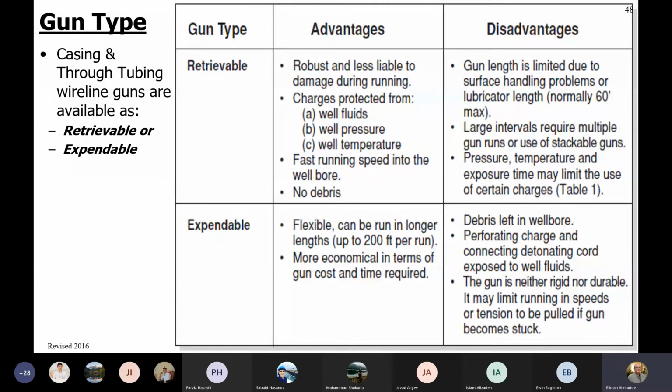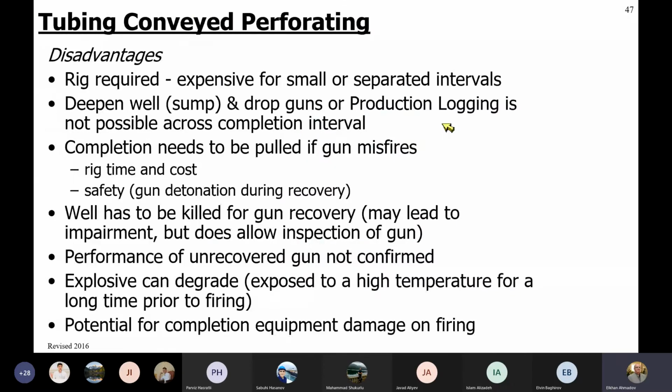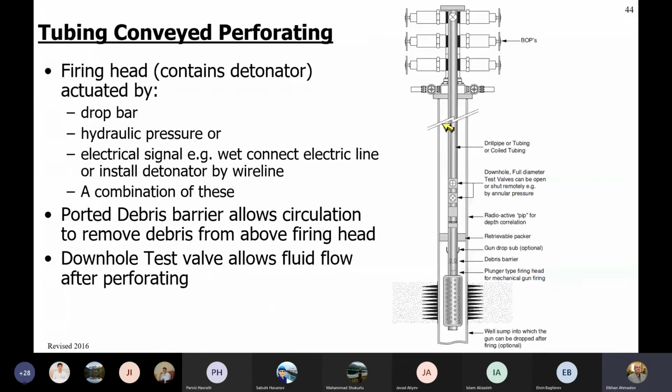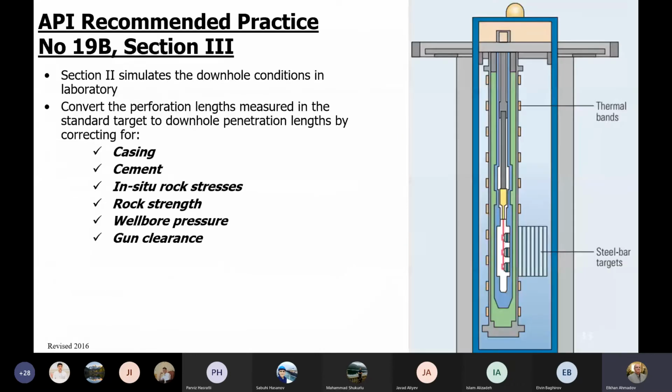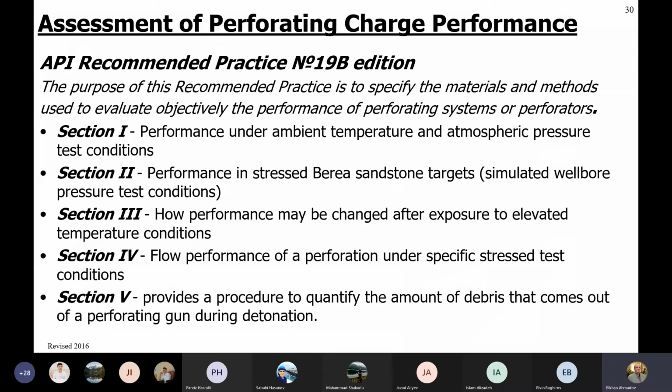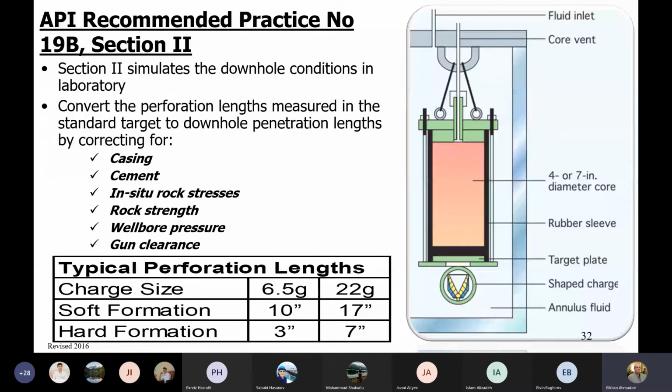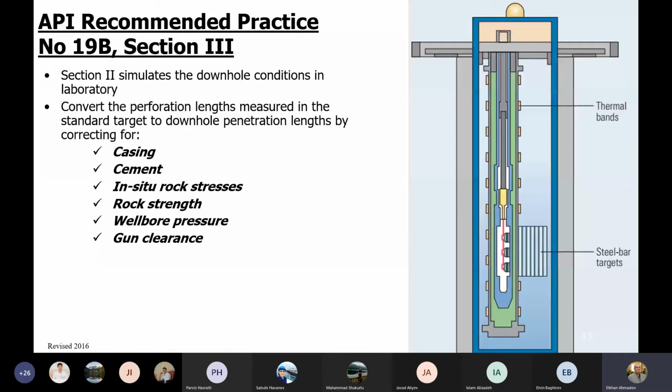First of all, we talked about the assessment of perforating charge performance. And yesterday, sorry for the confusion about section 3. We talked about section 1, what we test. Section 1 testing procedures. Section 2 procedures simulates downhole conditions in the laboratory for penetration tests. And section 3, actually I have to change this slide later.